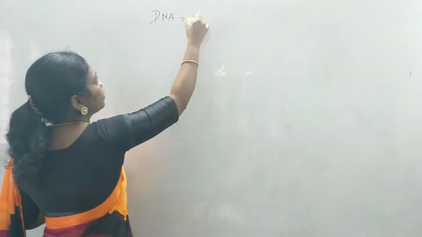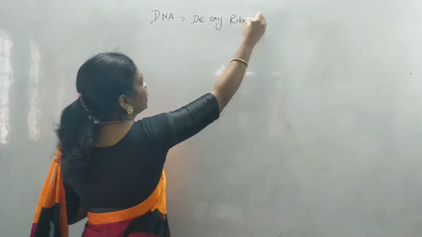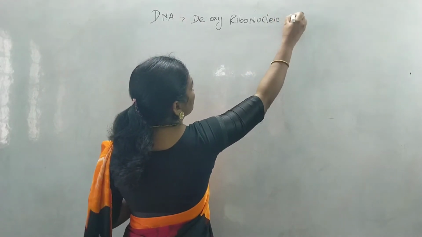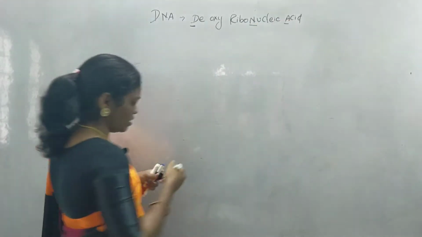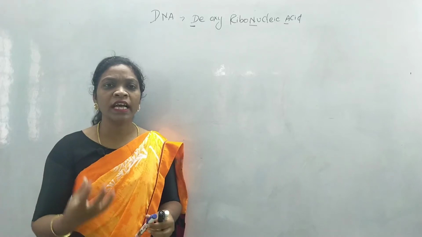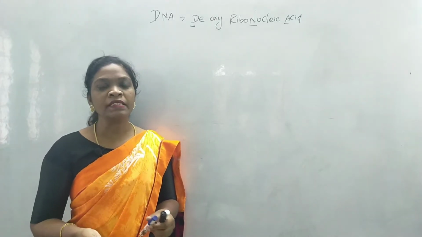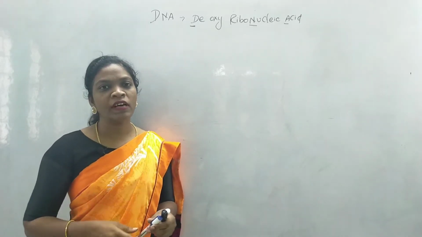DNA stands for deoxyribonucleic acid, represented as DNA. Why is it known as genetic material? Because it carries, or stores, genetic information. It also carries information from one generation to the next generation. That is the function of DNA.